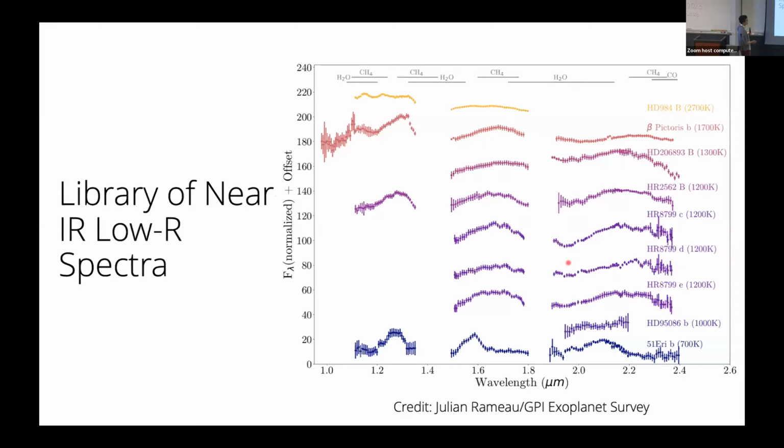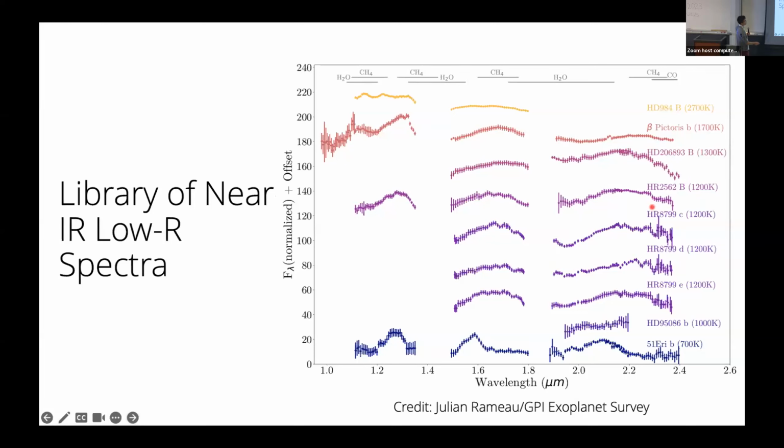So this is what's been done with the Gemini Planet Imager. These are both brown dwarf companions and directly imaged planets. And we generally have done this all in the near infrared, so this is spanning from 1 to 2.4 microns. You'll see absorption by things like water. So these are water absorption bands you see here. This is another water absorption band you see right here. You can see there are common spectral features between many of the planets.